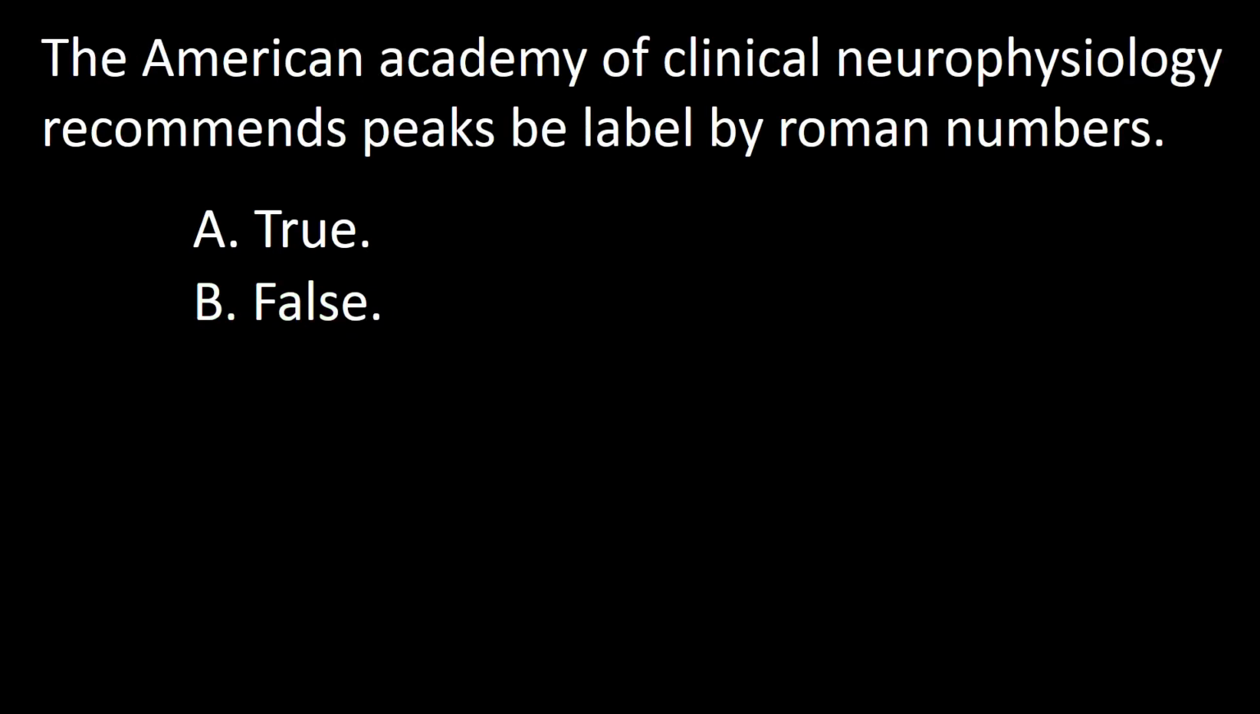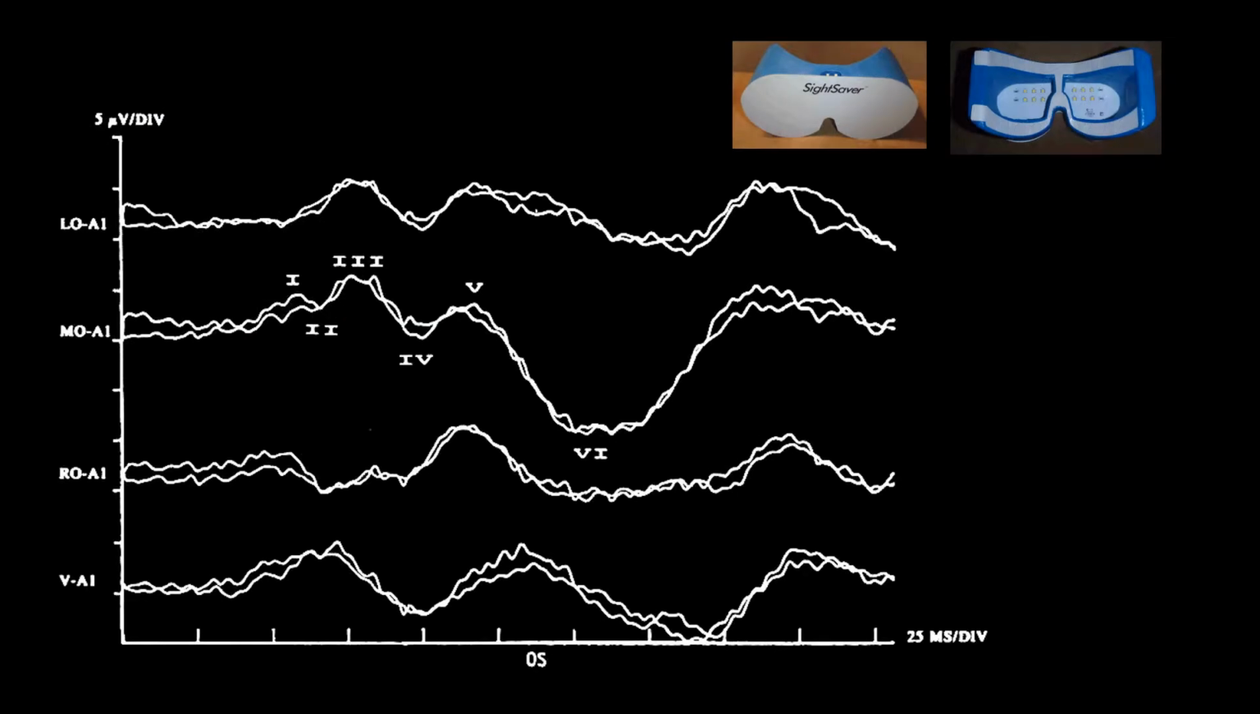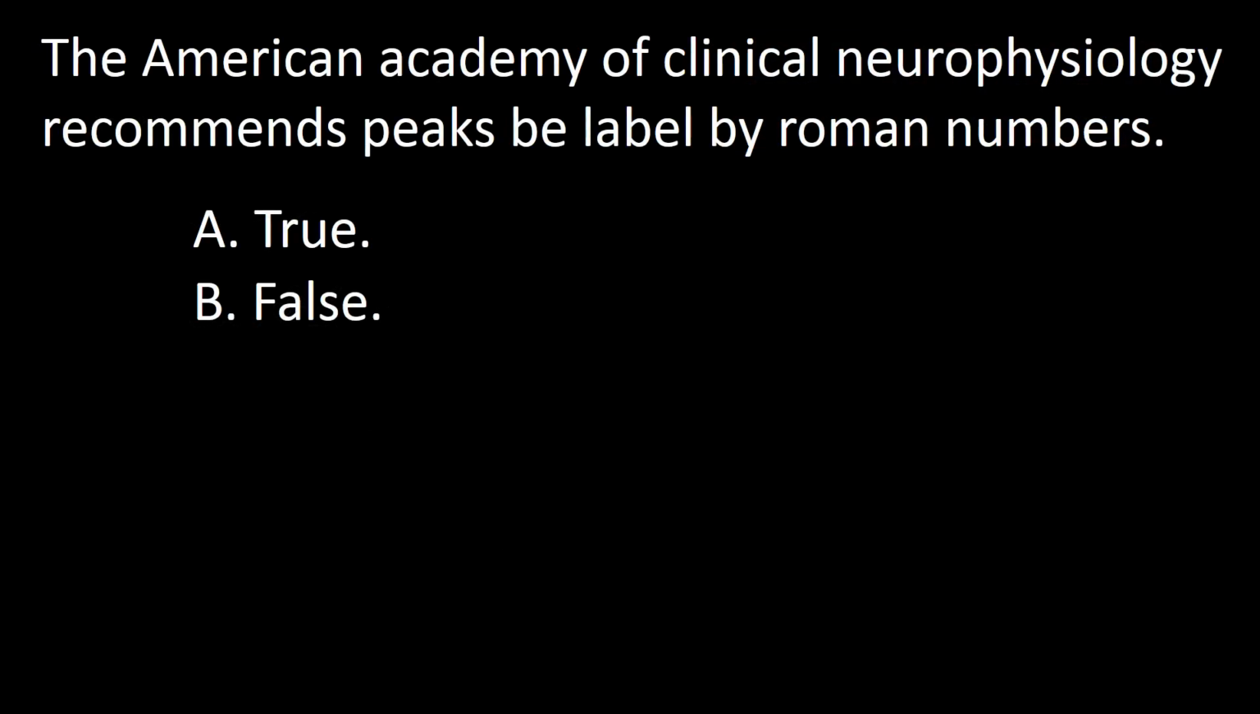Next question. The American Academy of Clinical Neurophysiology recommends peaks to be labeled by Roman numbers. A true, B false. This is the terminology suggested by the Academy. As you can see, Roman numbers are used for each of the waves in an orderly fashion. So the answer to this question is A.